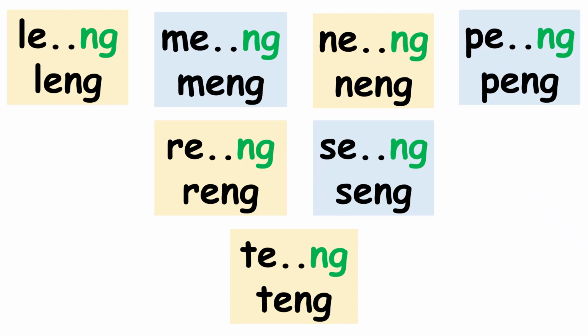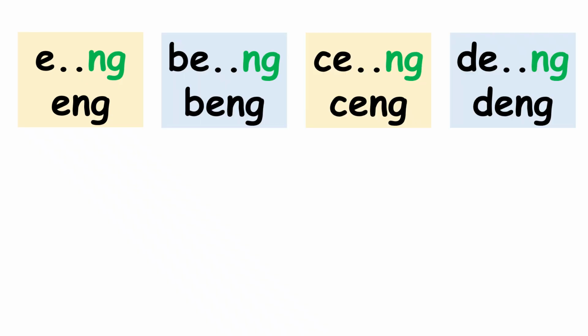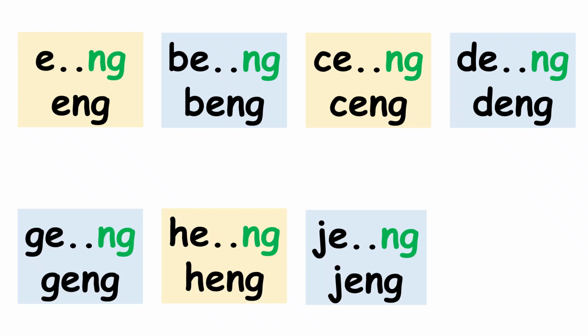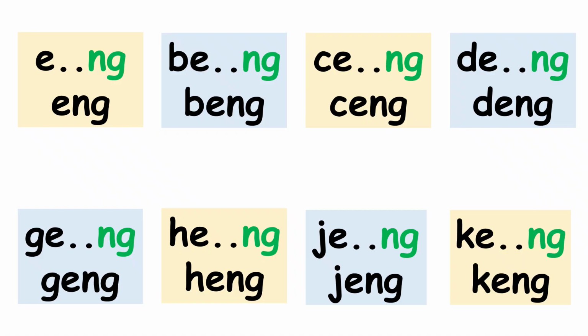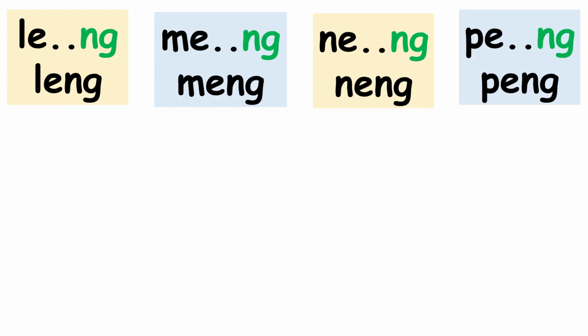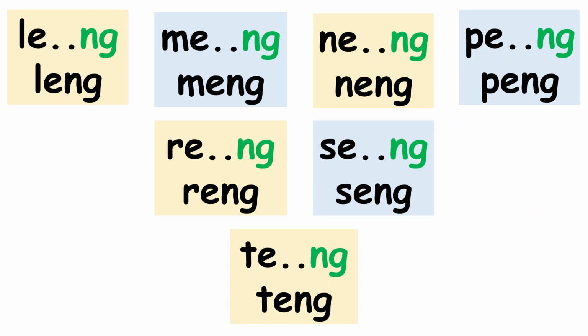Now, let's read the suku kata with ang. Ang, bang, cheng, deng, geng, heng, zheng, keng, leng, meng, neng, peng, reng, seng, teng. Okay, let's read some common words.